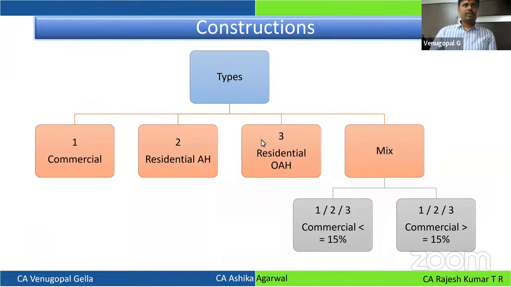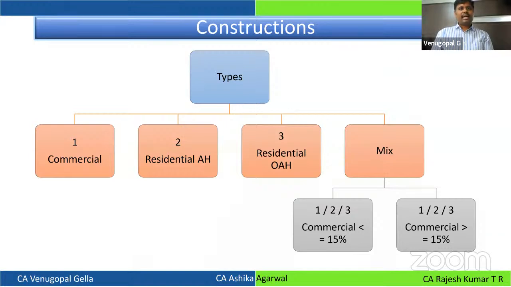Yeah. So there is a commercial project, point 2 a residential, point 3 residential other than affordable. Now we have seen the tax rates given in the law. The tax rates for discussion today is when there is a mixed project. What is a mixed project?